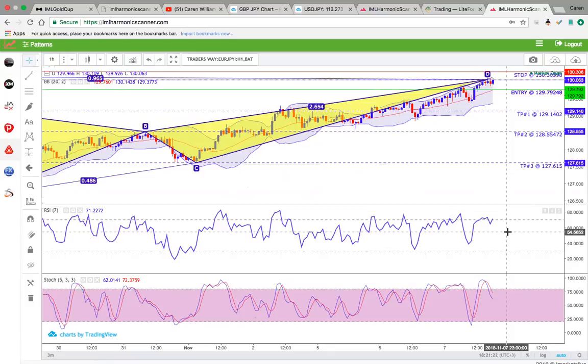So now I'm going to go back over to the white screen as I previously mentioned, and we're going to now go through what confirmations we need to take a trade.